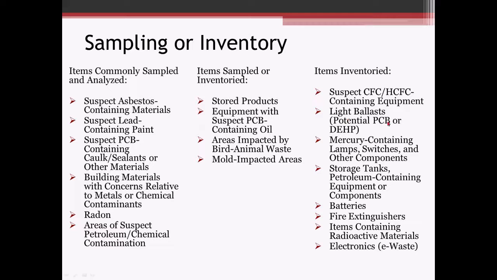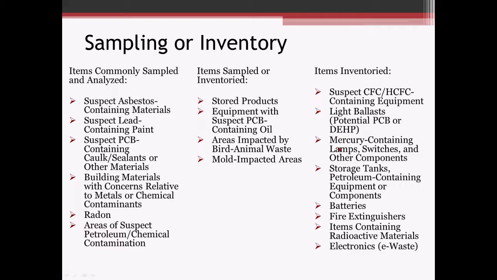Light ballasts, whether they have PCB or even other chemicals such as DEHP: a lot of times you can see on the labels whether it's PCB or not. If it's not labeled and it's older, you're assuming it's PCB anyhow. But these are small items. You're not going to tear into them to try to get an oil sample and test it. You're just going to dispose of it as if it had PCB in it.